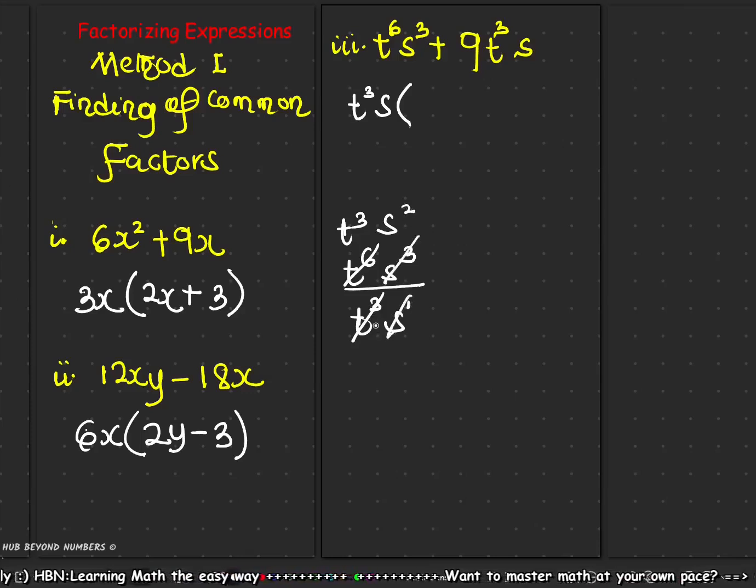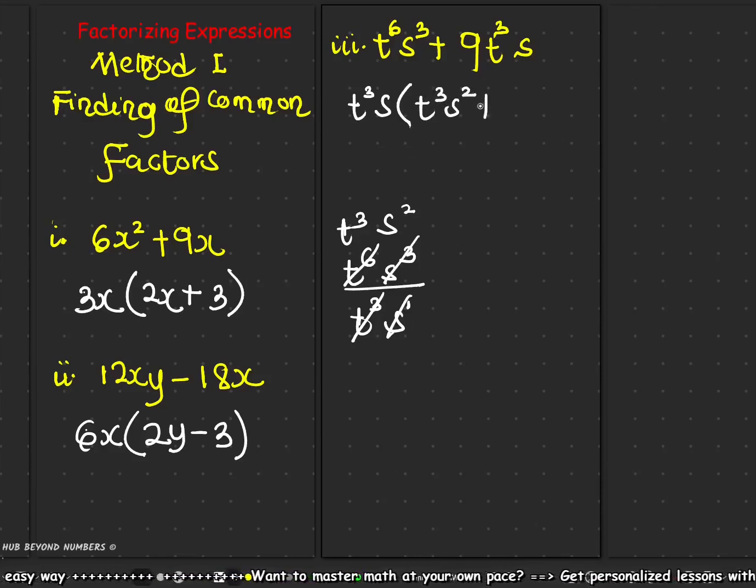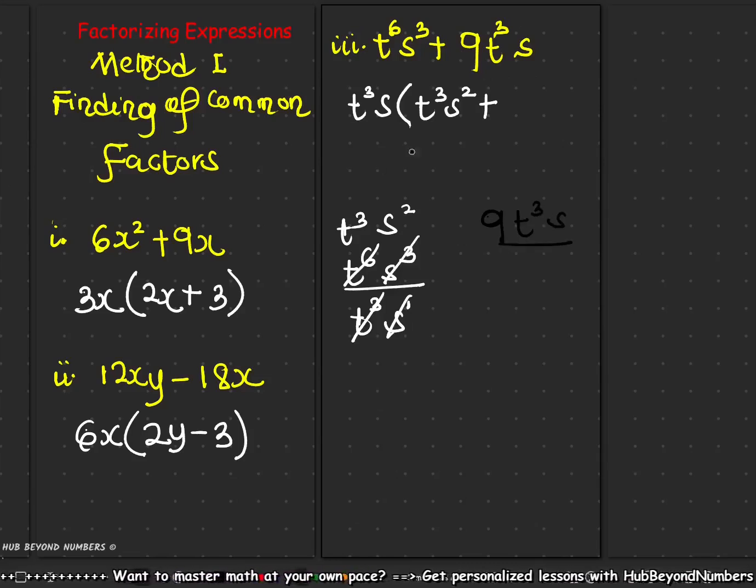These are just application of what? The laws of indices. So if you are finding it difficult, you can take time and go over the laws of indices, and you'll be fine. So we have t to the power 3 s squared. Then plus, for these, we can also do the same thing over here. So we have 9t cube s all over t cube s.